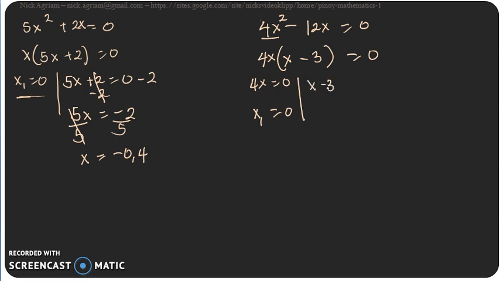x minus 3 is equal to 0. Add 3 to both sides. Then we have, this one is 0 now. So x sub 2 is equal to 3.